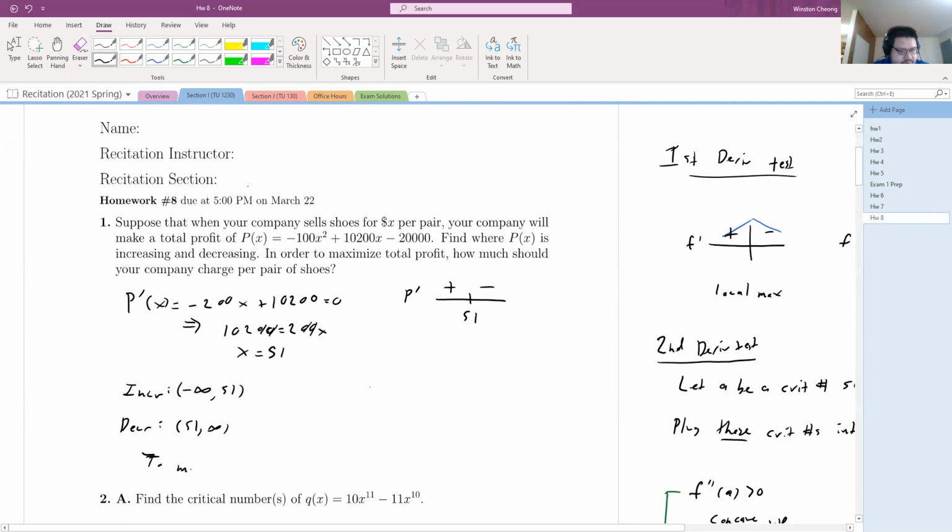So to maximize, what do we use, the word choose here? Maybe I said should charge, yeah. Should charge $51 per pair.